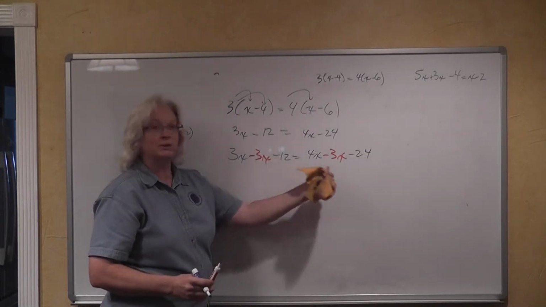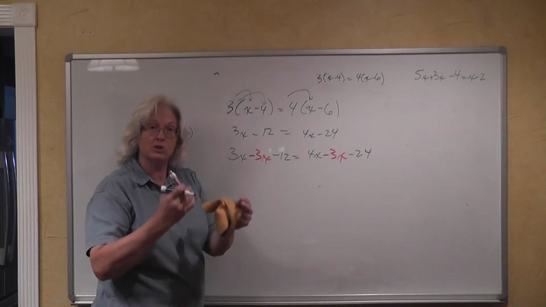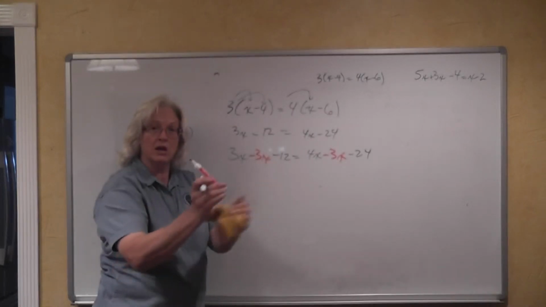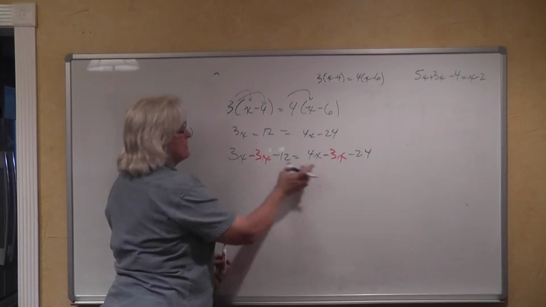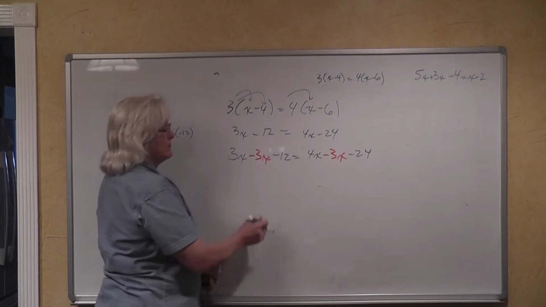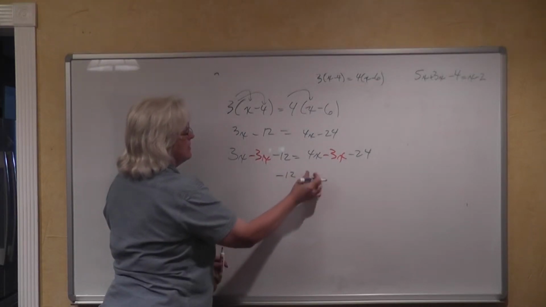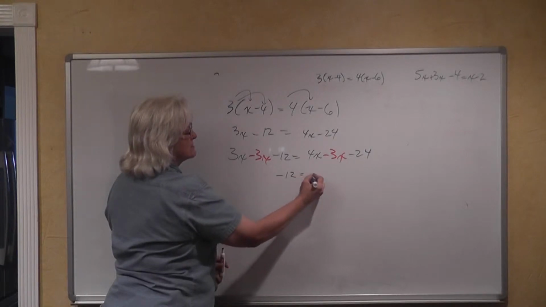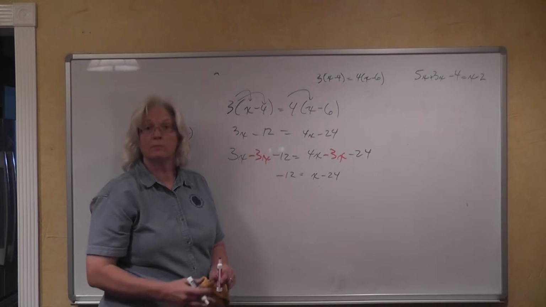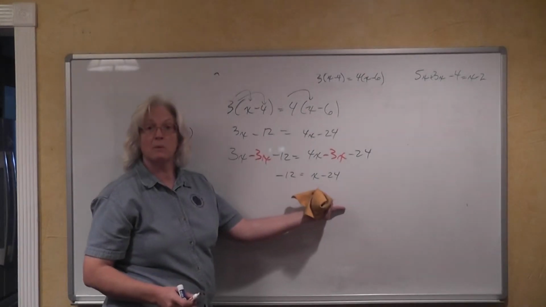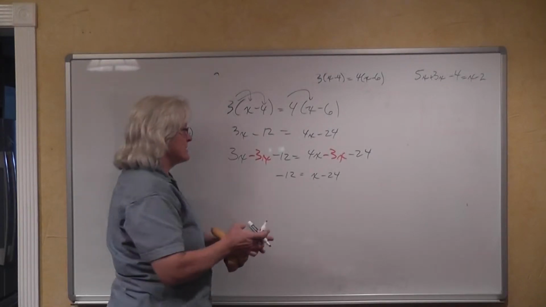And you'll notice that I put this -3x in the middle. Doesn't matter. Remember, addition is commutative. You can change the order around, and it doesn't affect the outcome. I just like to have my variables next to one another. 3x minus 3x is 0, leaving -12. 4x minus 3x is x minus 24. We don't care about x minus 24. We want to isolate that x, get it all by itself.